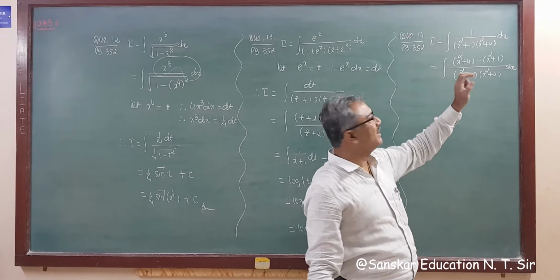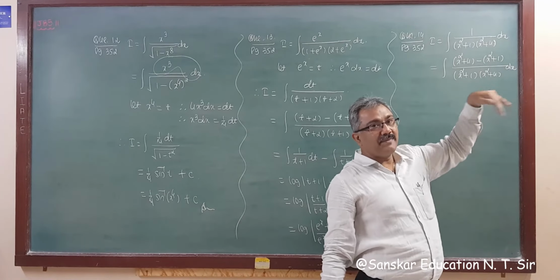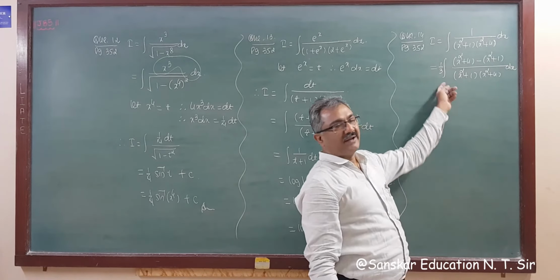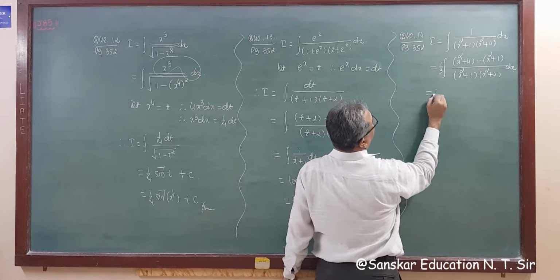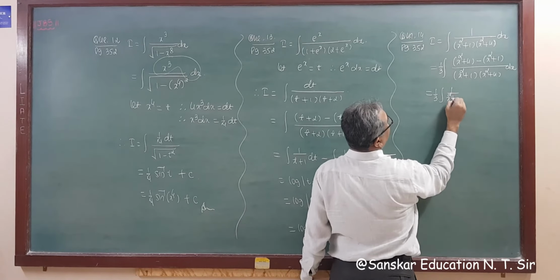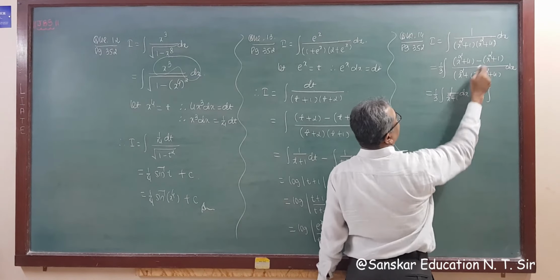So what we did: x square cancels, 4 minus 1, that is 3. So we multiply by 3, so we must divide by 3. Now by forgetting this, what do we get? 1 upon 3 integration, this will be cut. So the answer is integration of 1 upon x square plus 1 dx minus 1 upon 3 integration, this will be cut.